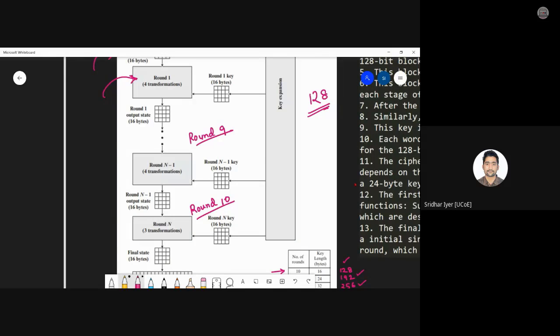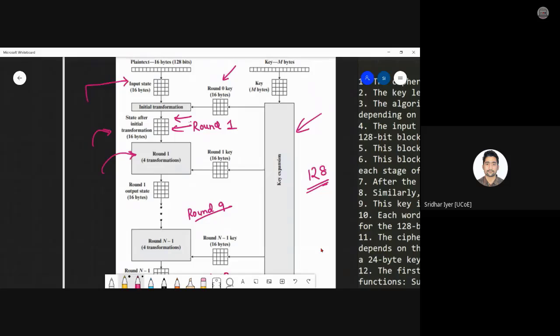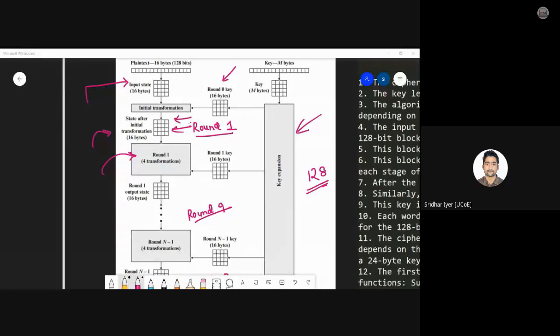We have not yet started with the actual transformations. I am simply explaining the overall diagram of what exactly the Advanced Encryption Standard is. Am I clear so far?